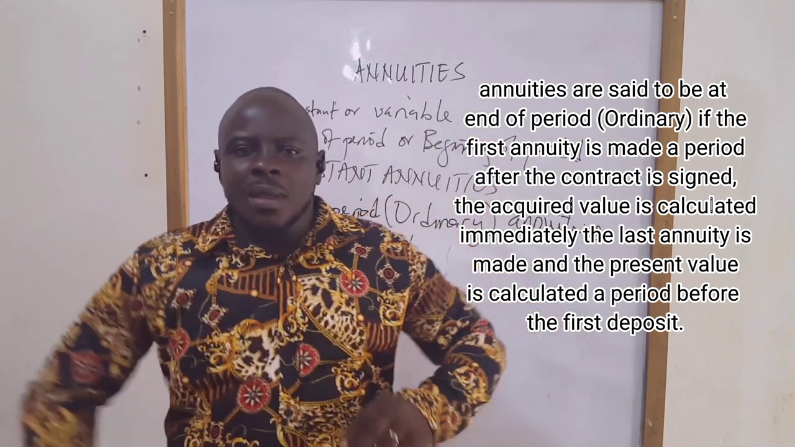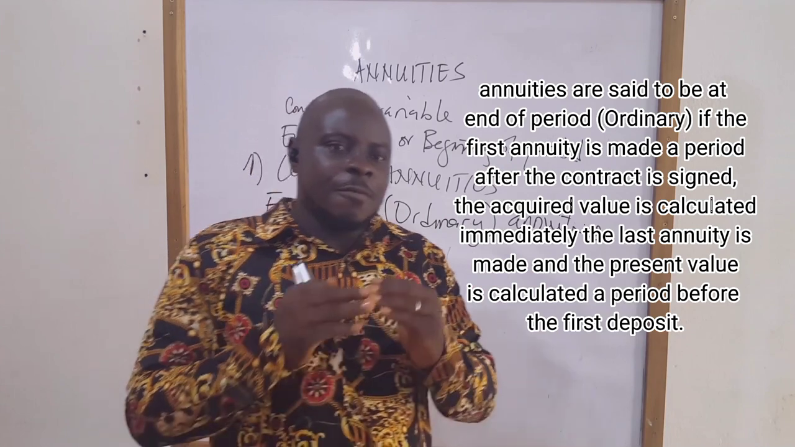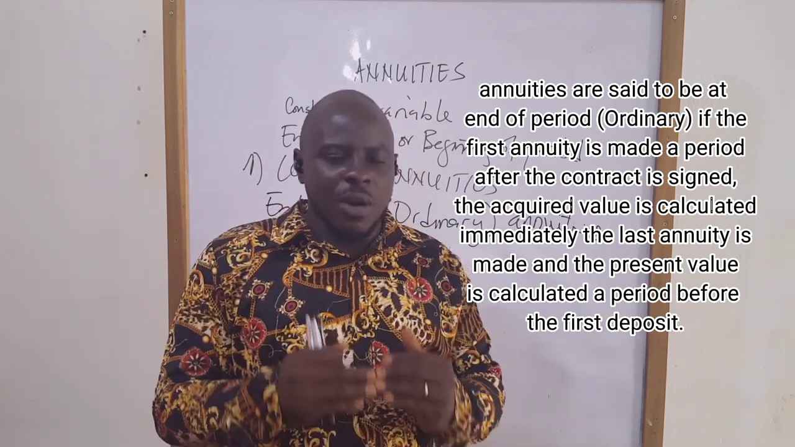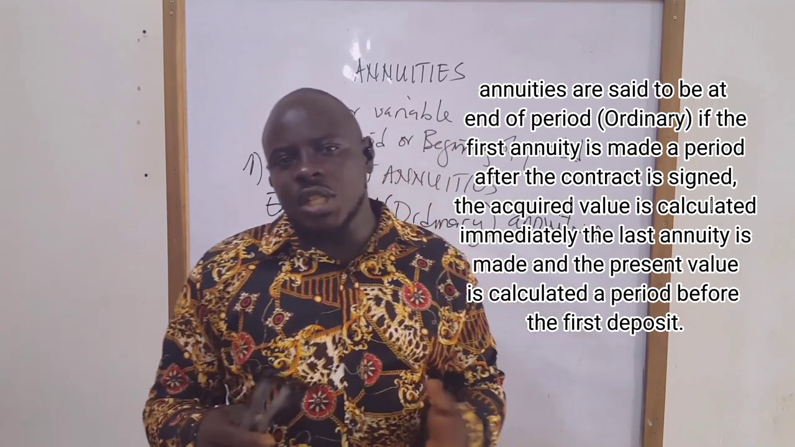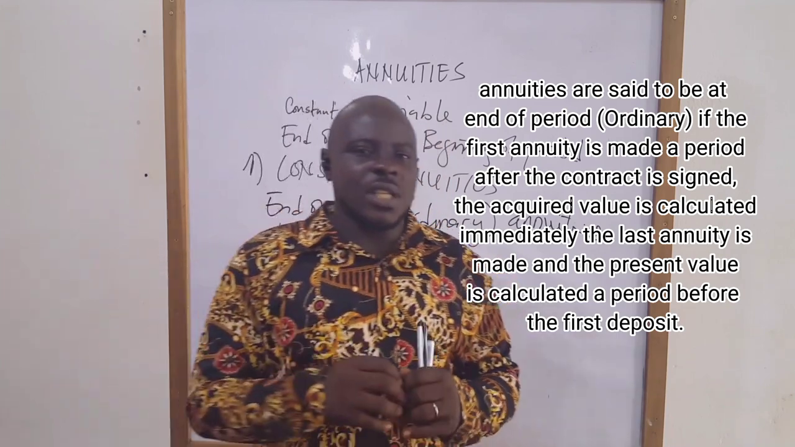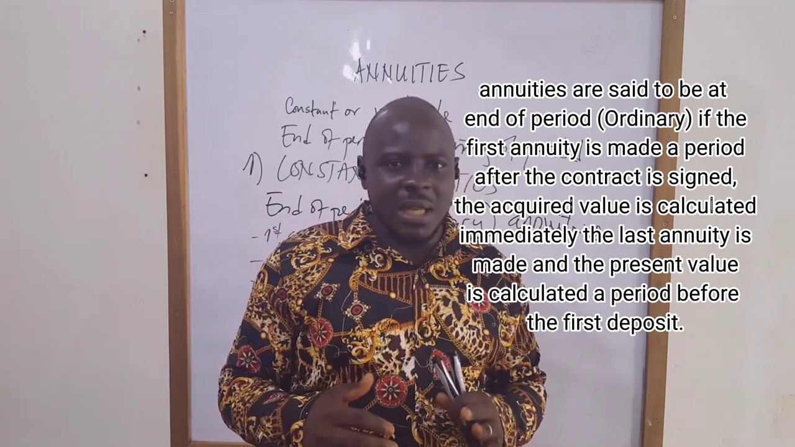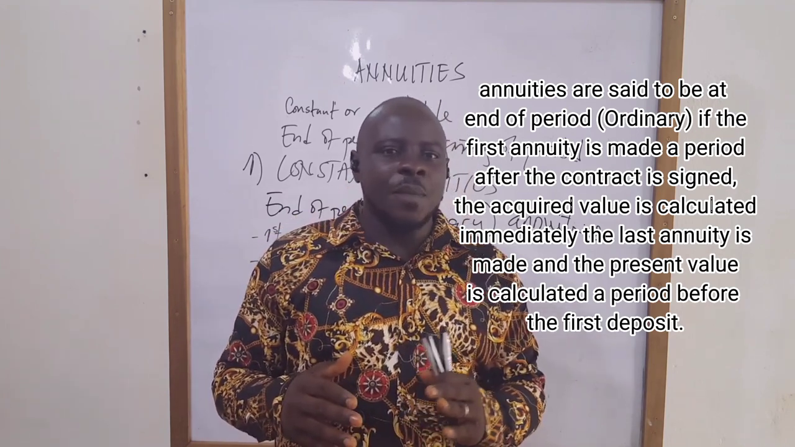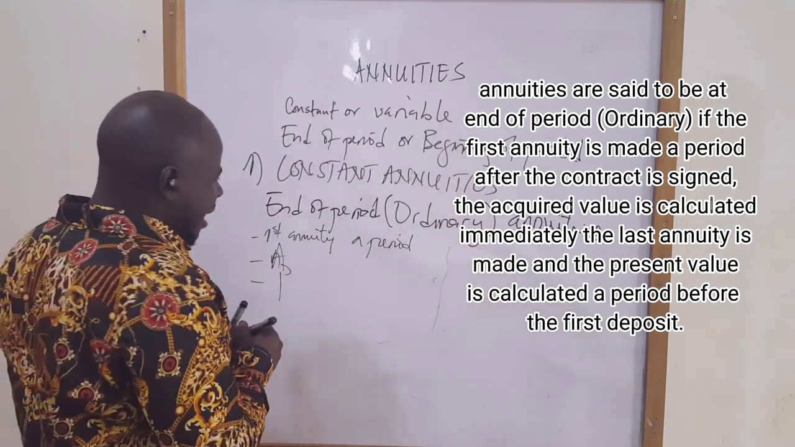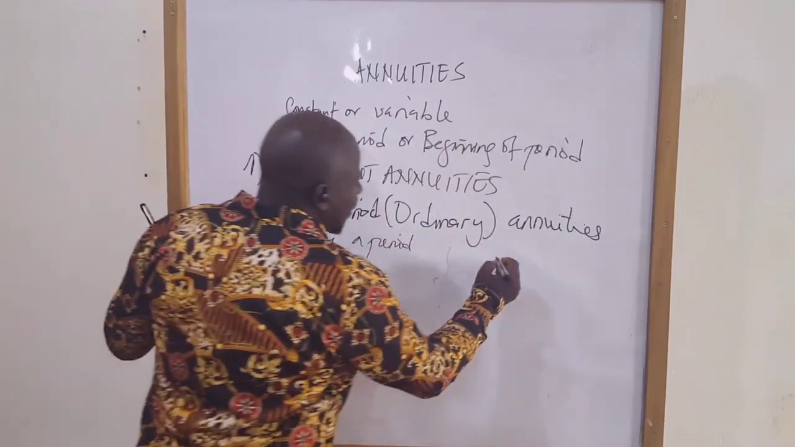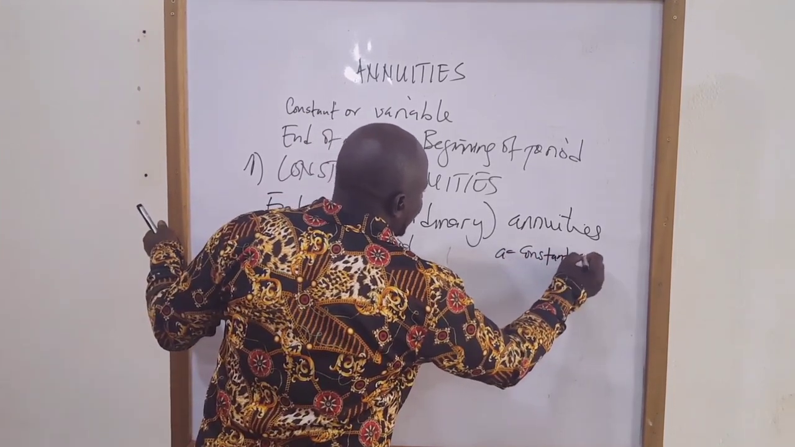I repeat, an annuity is at end of period, or an annuity is ordinary, if the first deposit or first payment is made a period after the contract is signed, the acquired value is calculated immediately the last deposit is made, and the present value is calculated a period before the first deposit. So let's consider these notations. Let A be the constant annuity.